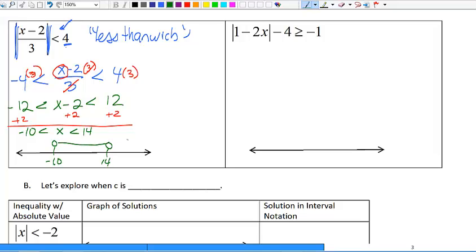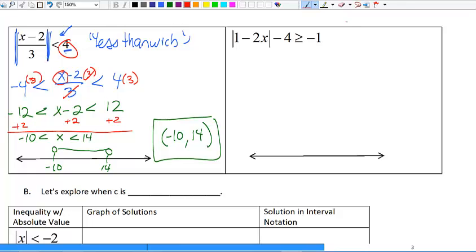So we have open circles on both, and a less than, which means you have the values in between. So my interval notation answer is negative 10 to 14, both parentheses. Again, that's not an ordered pair, it's an interval because we're talking about intervals in this problem.